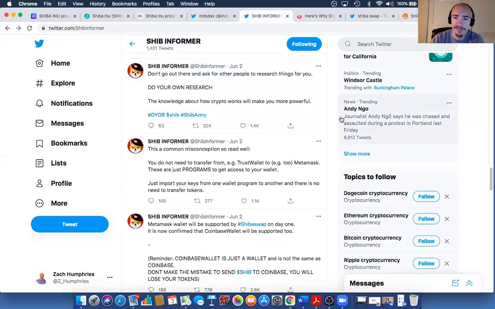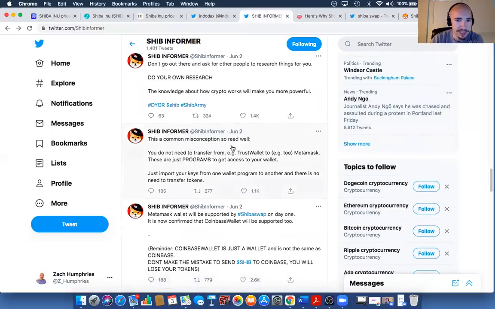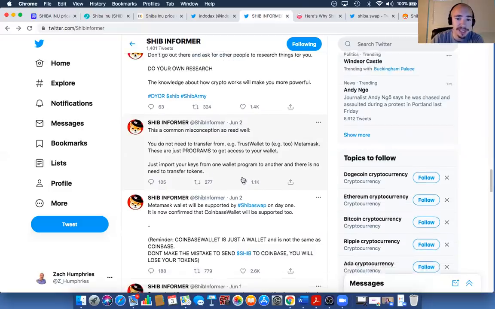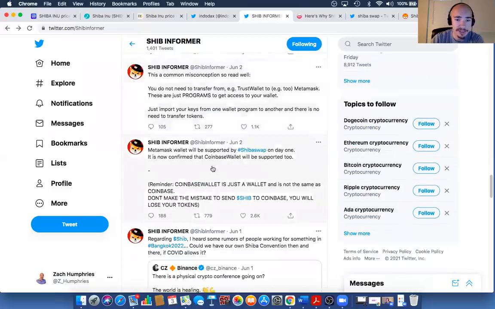I thought this was a series of good tweets here by SHIB Informer over on Twitter, just recapping some of these. So a common misconception: you do not need to transform your Trust Wallet, MetaMask. There are just programs to get access to your wallet. Just import your keys. Now this is another one here. This is a common misconception as well. MetaMask wallet will be supported by Shiba Swap on day one.